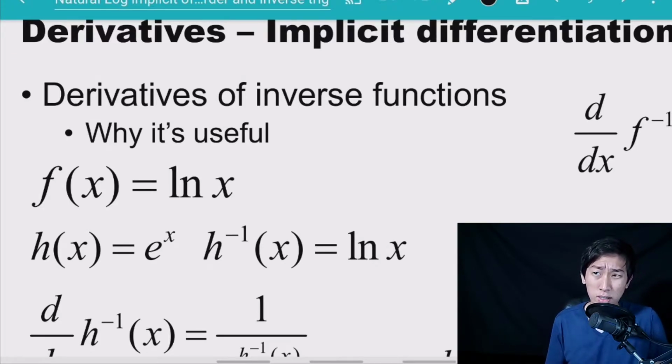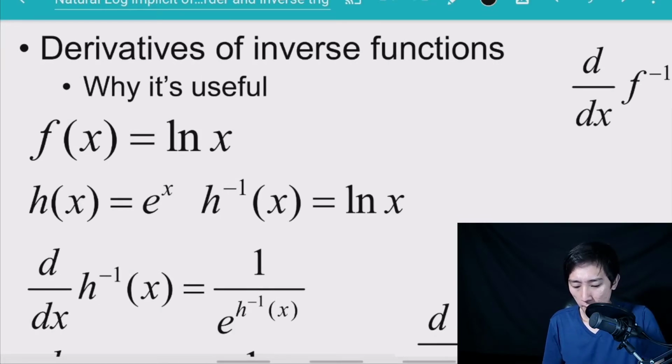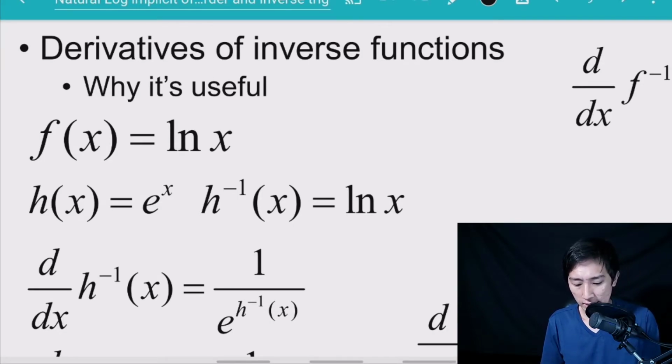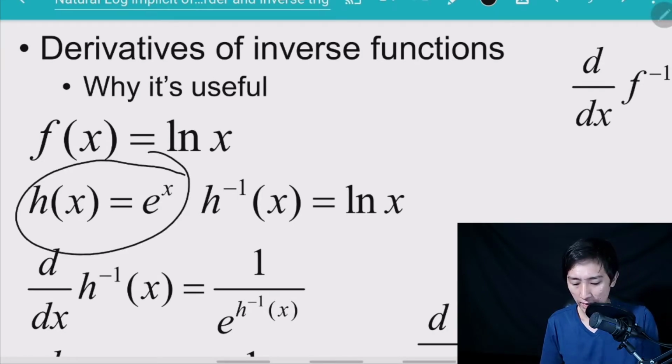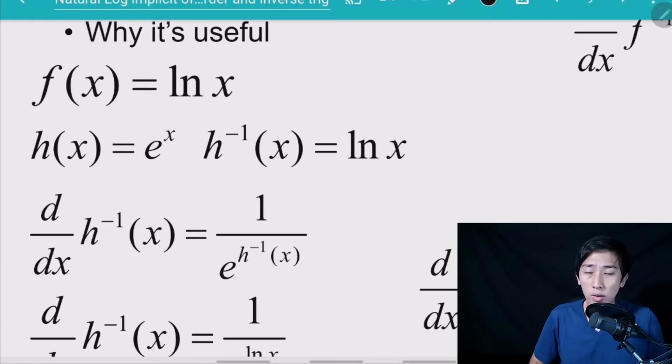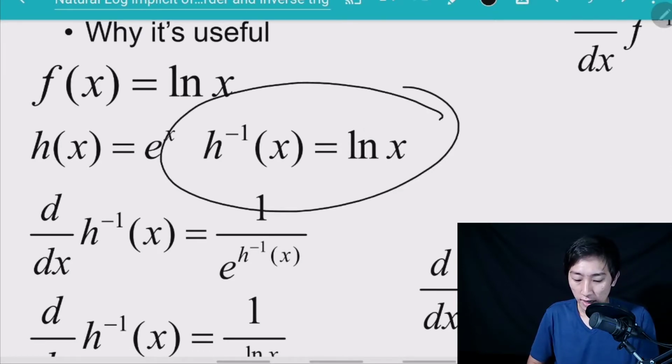We don't know how to use product rule for this. We don't know how to use power rule. So instead, what we're going to do is the inverse of ln x is e to the x. And we do know how to find the derivative of that. That's really easy. So instead of calling f of x equals ln x, let's think of it like h of x is equal to e to the x, and h inverse of x is equal to ln x. So now we can find the derivative of our inverse function.